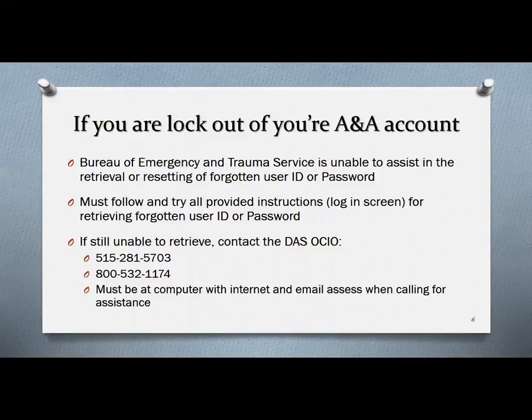We would again suggest you try and follow all the provided instructions on the login screen. And then if you're still unable to retrieve it, you can contact the Department of Administrative Services Office of the Chief Information Officer by phone at one of these two numbers as you see up on the screen. When you do call them, please make sure that you are at a computer with internet access and email access when calling for assistance.